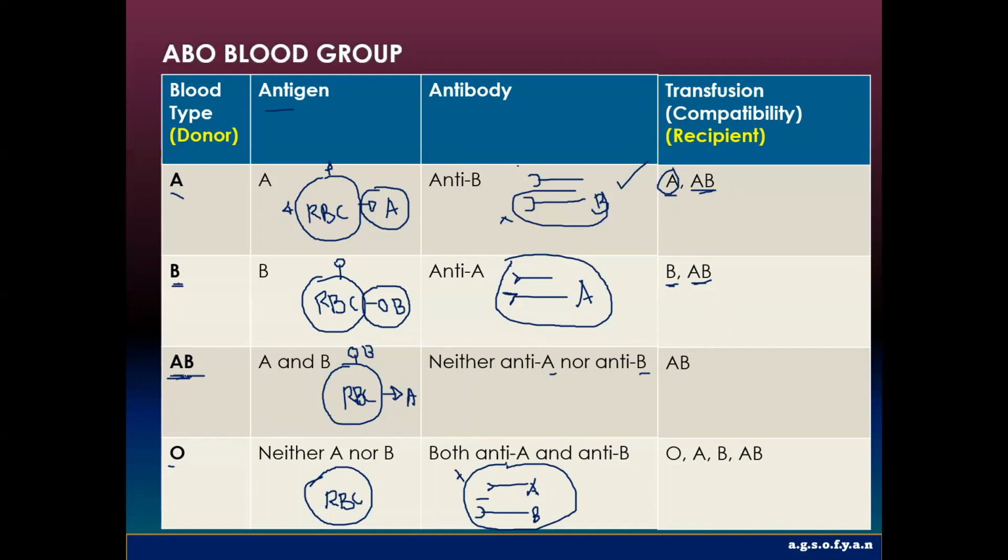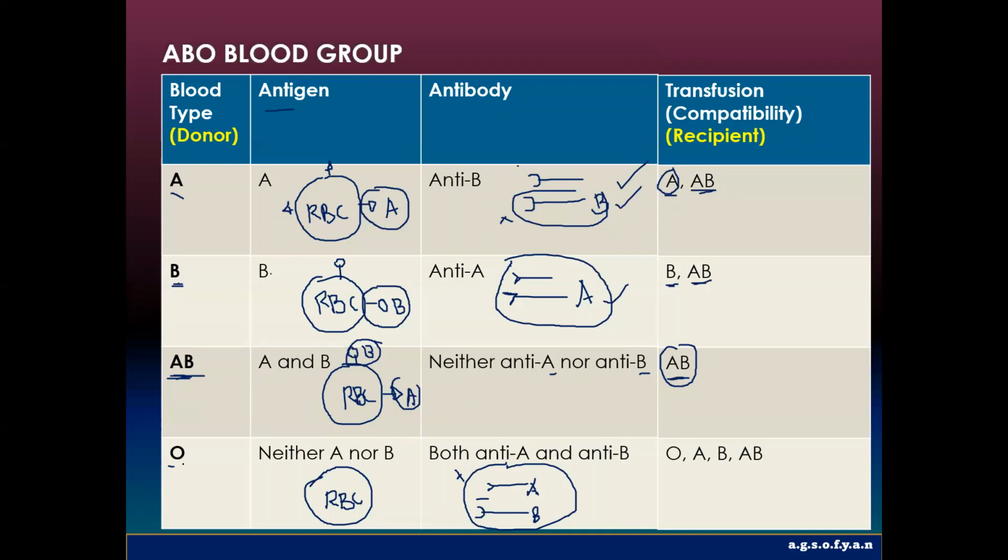Now, how about AB? Look, AB carries both A and B antigen. So this one cannot give to anybody that produces antibody A and also antibody B, which is blood type A, blood type B, and blood type O. You see that one? So what does that mean? It means that AB can only give his blood to another AB. That's the only one compatible. So AB is a really stingy blood type because he only gives to another AB.